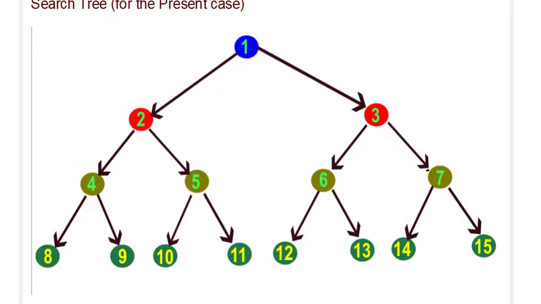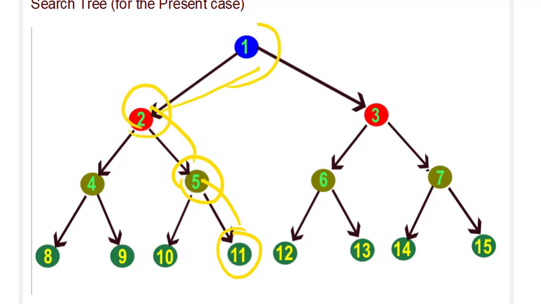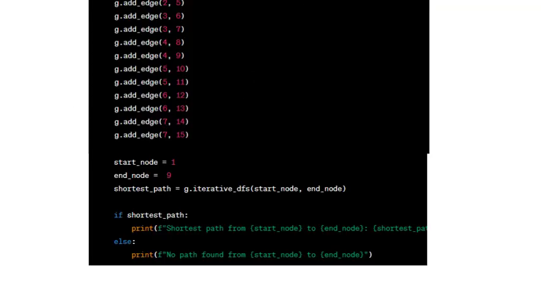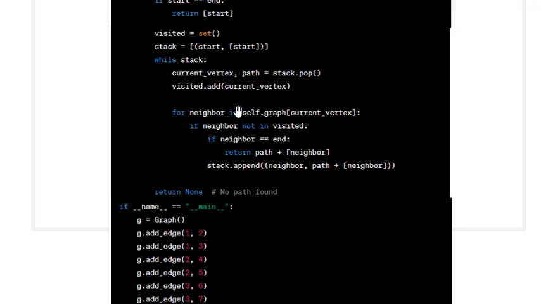So in case we change it to 11, then the path returned would be 11, then 5, then 2, and then finally 1. So this is the path which runs to 1, 2, 5, 11. But in our case, it will be 1, 2, 4, and 9. So now let us first execute the code, and then I will explain the code.